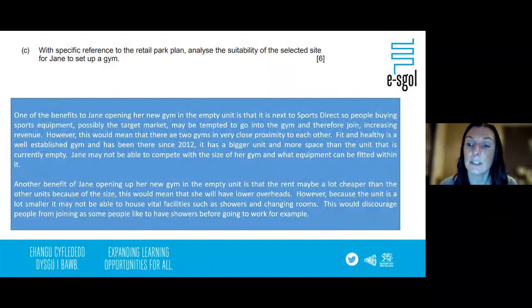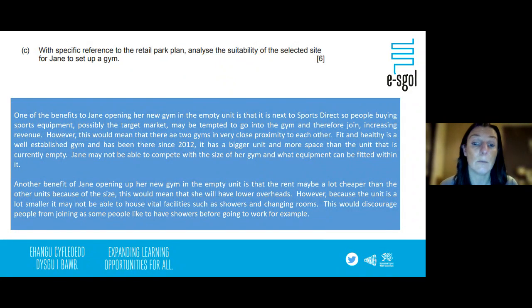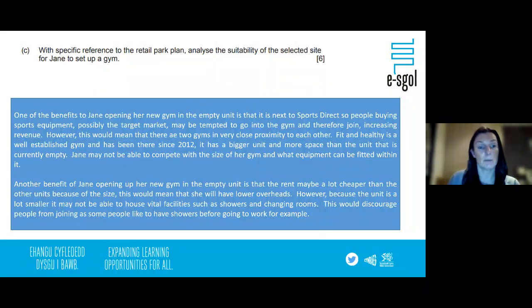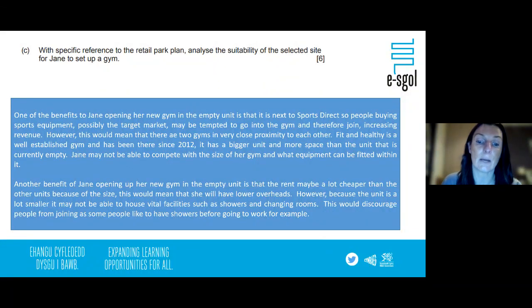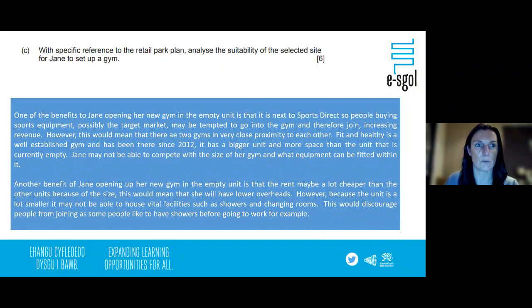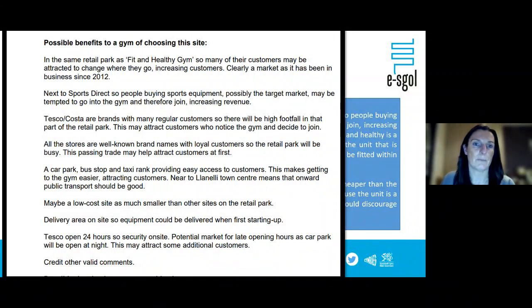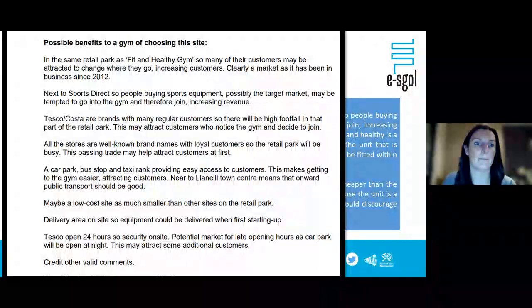However, because the unit is a lot smaller, it may not be able to house vital facilities such as showers and changing rooms. Again, I'm looking at the context of it and trying to put as much context into this as possible. This would discourage people from joining, as some people like to have showers before going to work, for example. Okay, so I've really tried to emphasize that, putting context in there as well. These are the other things that could have been said.